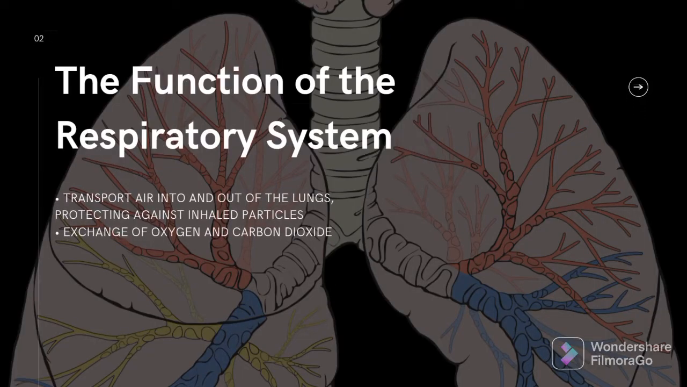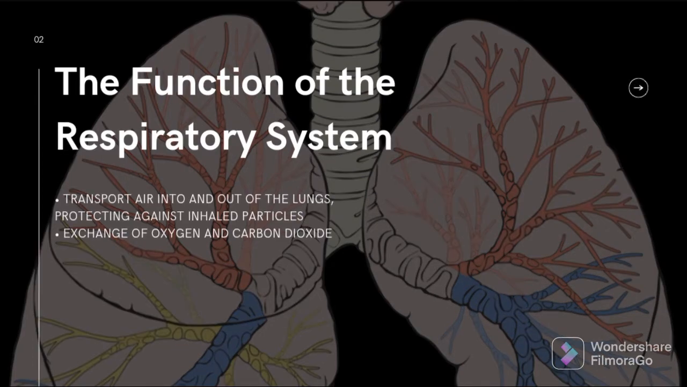The main function of the respiratory system is to transport air into and out of the lungs, protecting the body against inhaled particles. It also has the important function of exchanging oxygen and carbon dioxide.